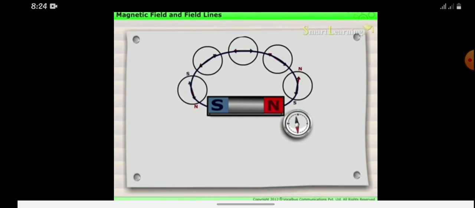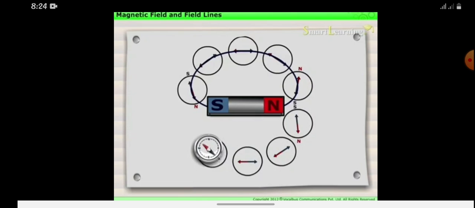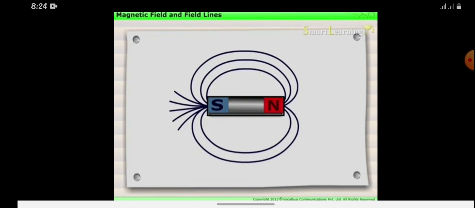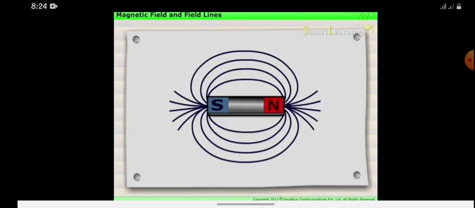Repeat the same procedure and draw as many lines as you can below and above the magnet. You will get a pattern of lines. These lines represent the magnetic field around the magnet. These are known as magnetic field lines.